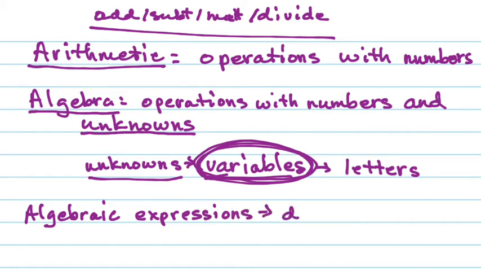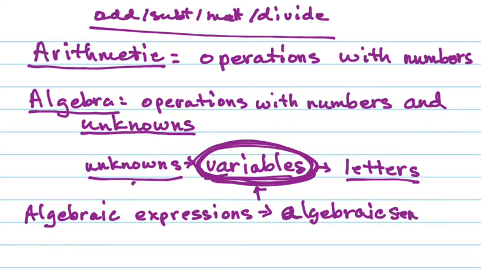And those are just algebraic sentences. Now, I keep using that phrase algebraic, and you know that it's algebraic because you have the variable, the unknowns, the letters. We like to call them variables, but if you call them unknowns or letters, that's fine, but try to get used to using the right word. So these are algebraic sentences.